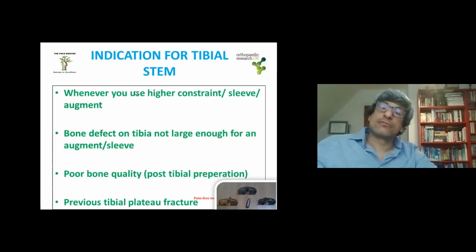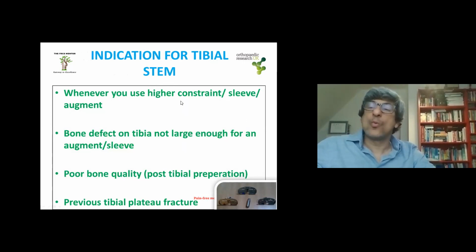The next section is, when do we use a tibial stem? The answer to that is the minute you've gone up in your degree of constraint, you need a stemmed implant. Okay, that's the first answer you'll give. Then say, whenever I use any type of augment or a sleeve, which I'll come to what they are, on my tibia or my femur, I will use a stem.